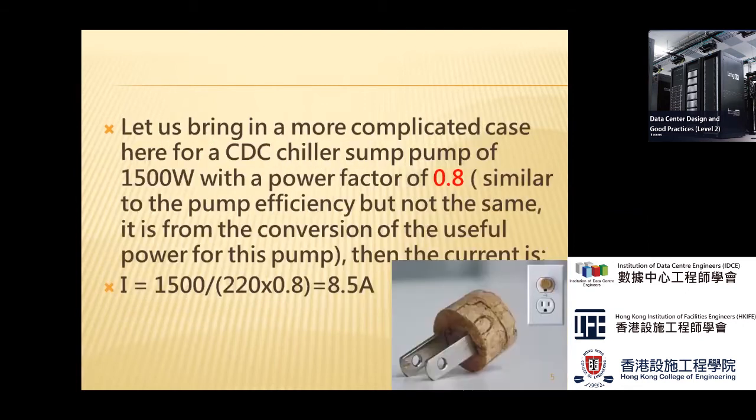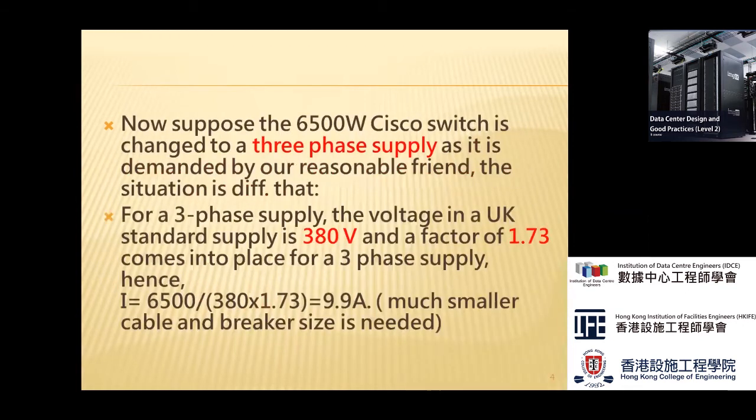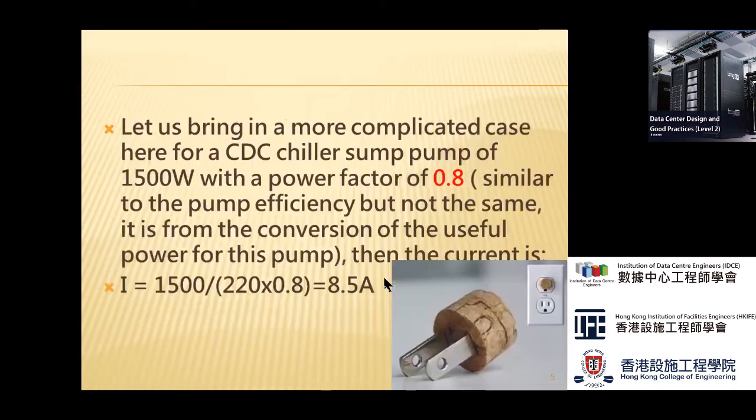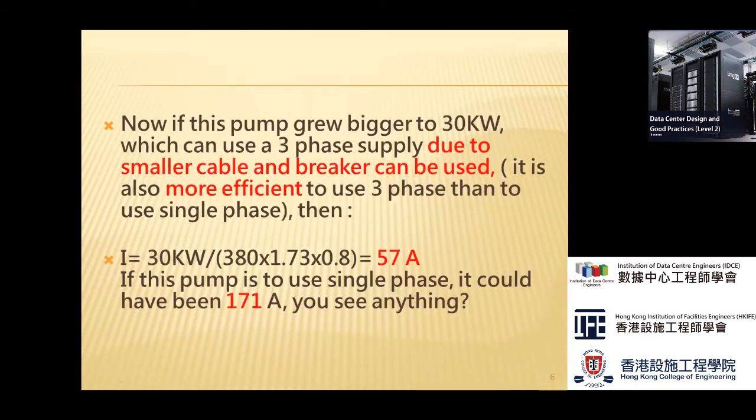Now, suppose this pump is to use single phase instead. That means this 380 becomes 220 volt, and this square root of 3 does not come in. With the power factor still staying there, for example, you'll find that the current is 171 amp. So what do you see here?